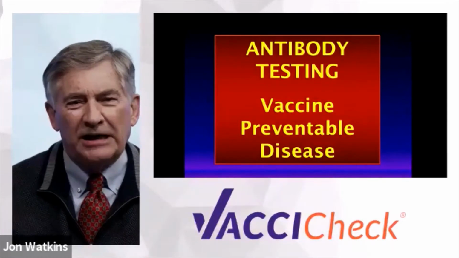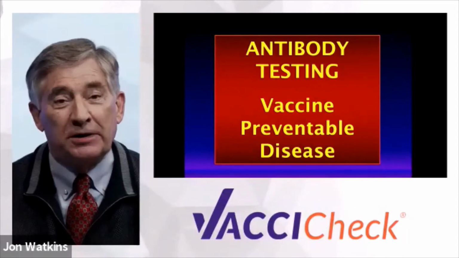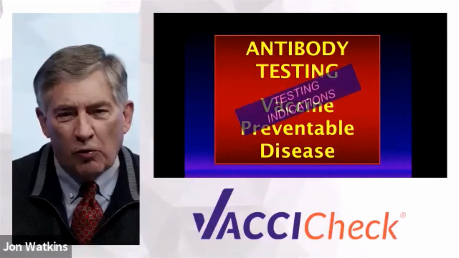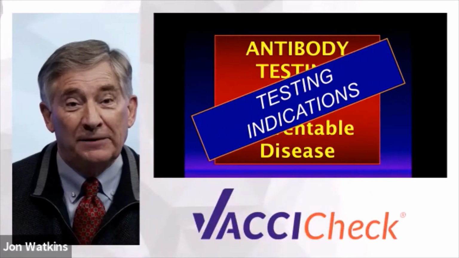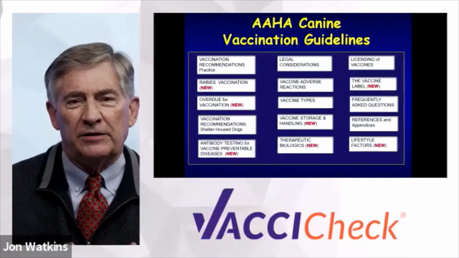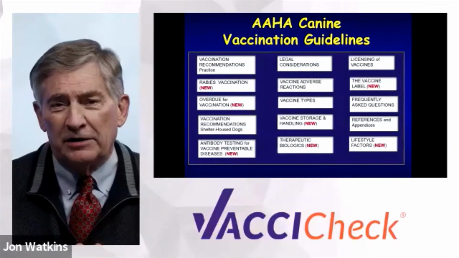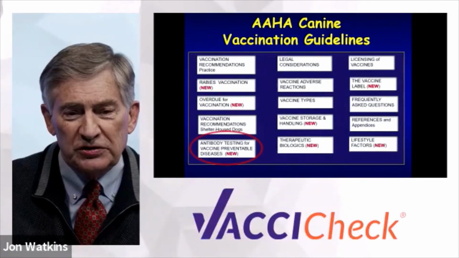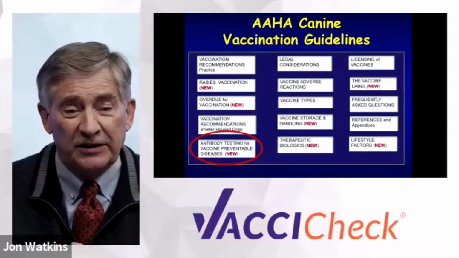All right, I'd like to move from this background information into the application of antibody testing. I'd like to talk to you about the role of antibody testing. What are the indications that you would actually consider when performing antibody tests? And I wanted to highlight one important point. In the latest iteration of the AAHA canine vaccination guidelines, we have an online series of menu-driven options. One of the newest options we have added is a discussion on antibody testing for vaccine-preventable diseases.